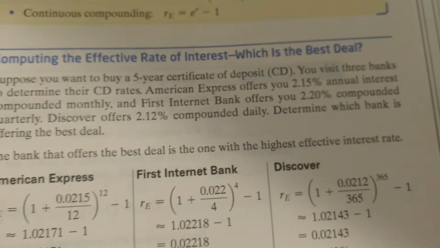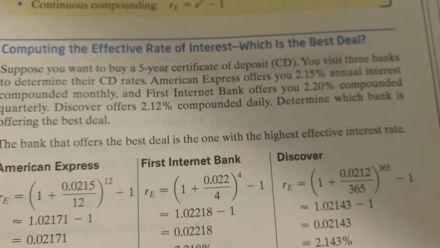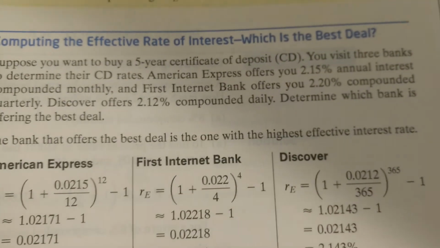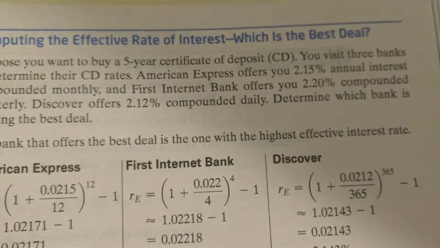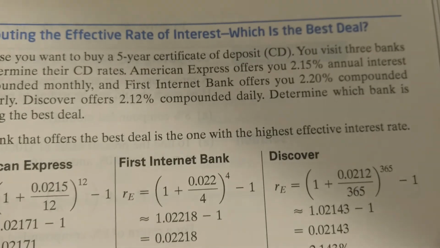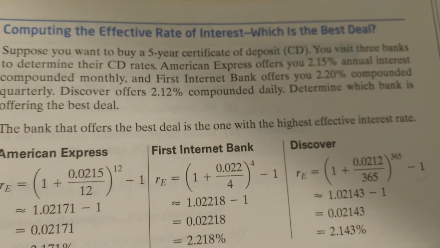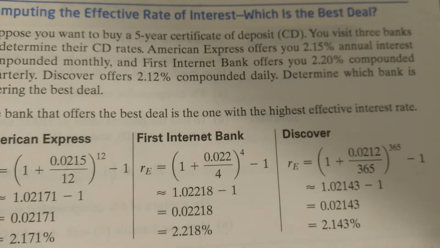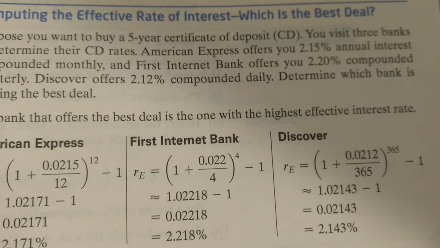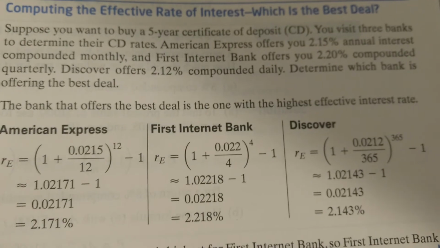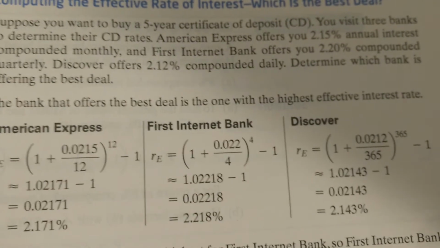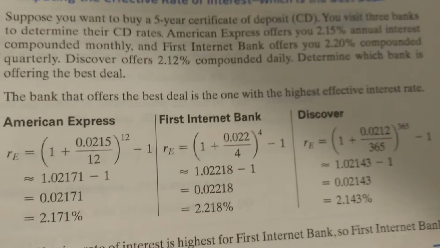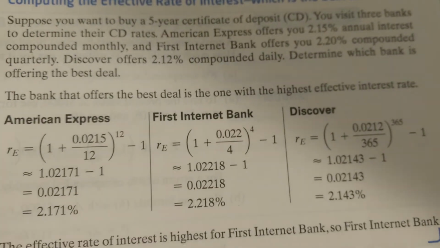Here's a problem. So suppose you want to buy a 5-year certificate of deposit. You visit 3 banks to determine their CD rates. American Express offers 2.15% annual interest rate, compounded monthly, means 12 times a year. First Internet Bank offers you 2.2% compounded quarterly, means 4 times a year. Discover offers 2.12% compounded daily. Determine which bank is offering the best deal.